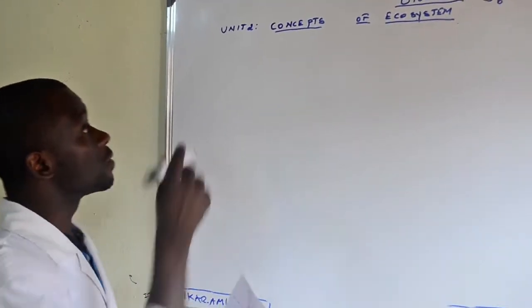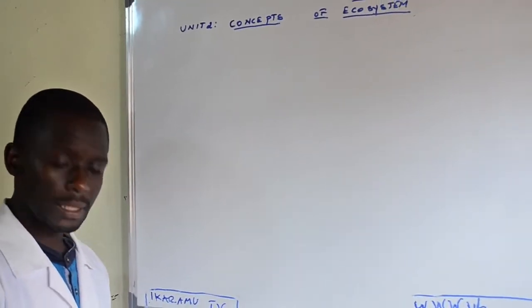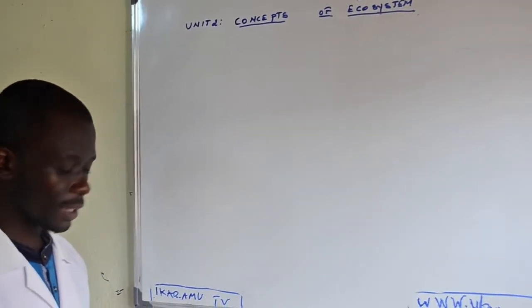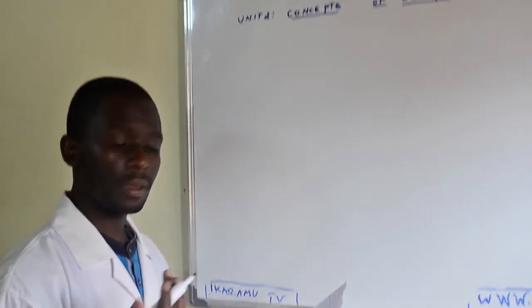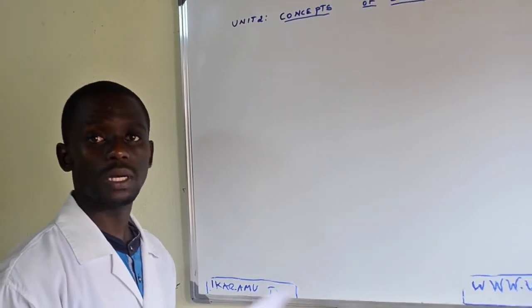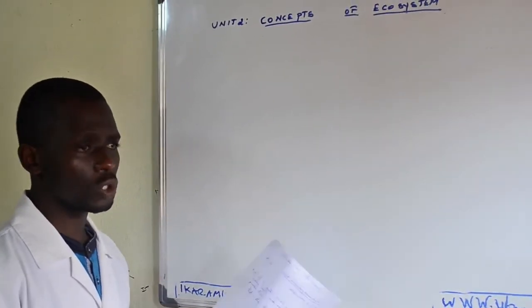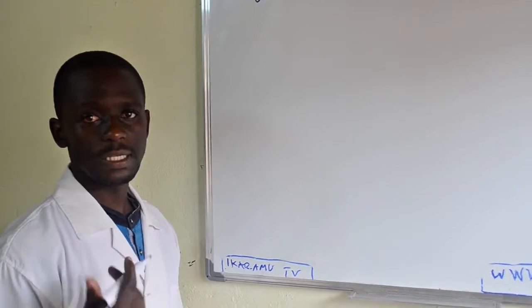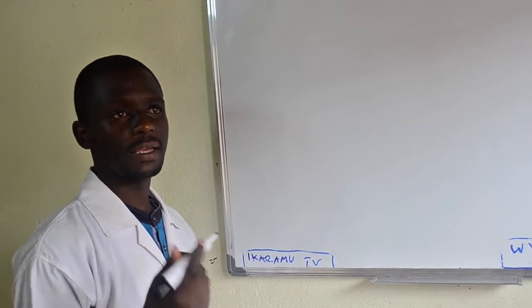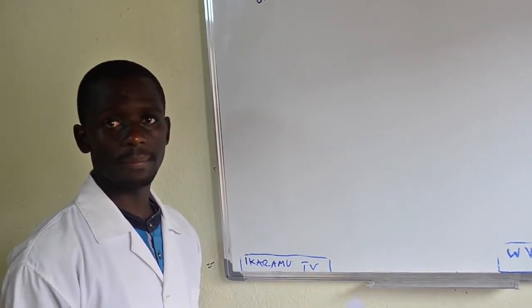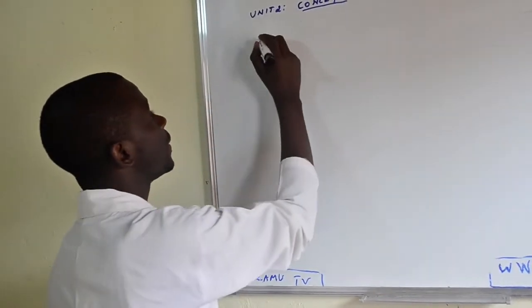The concept of the ecosystem, the second unit. We are moving to the point called secondary production. Last time, we were seeing the primary production, the efficiency of the primary production. We saw that the primary production is the amount of energy formed while transforming the sunlight into chemical energy in a given period of time. Now we are moving to the secondary production.